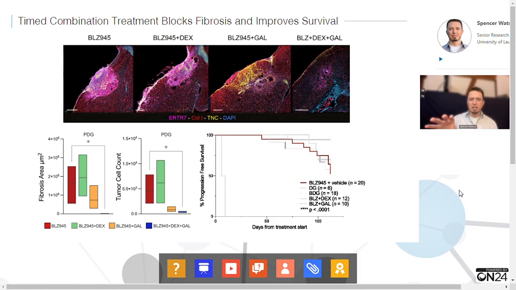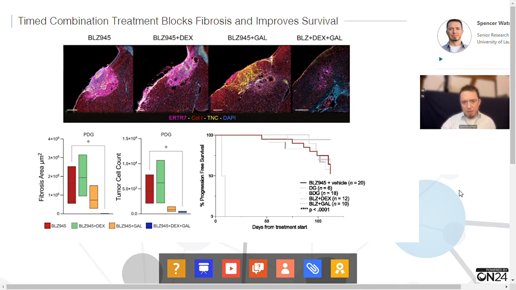And if you look at the graph to the right, this is the amount of tumor cells remaining after treatment. And you can see how highly associated the amount of tumor cells remaining are to the amount of fibrosis remaining. So based on this, we started some long-term preclinical trials, looking at progression-free survival of each of these agents alone and in combination.